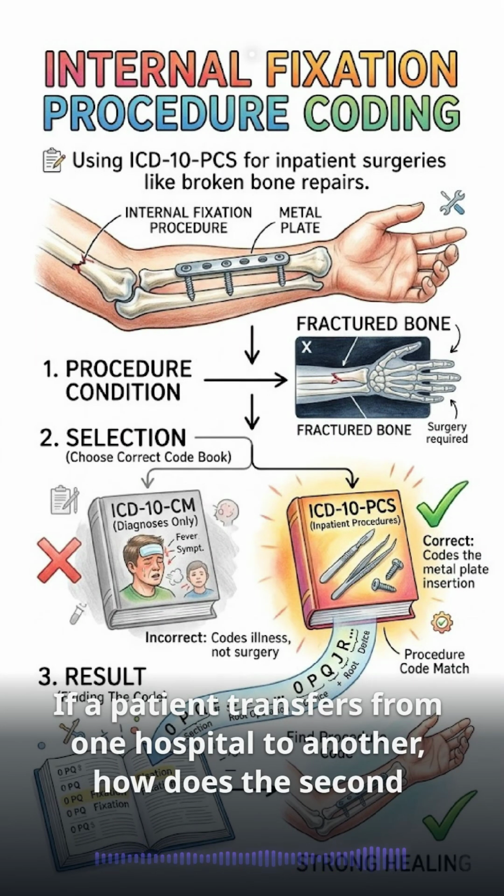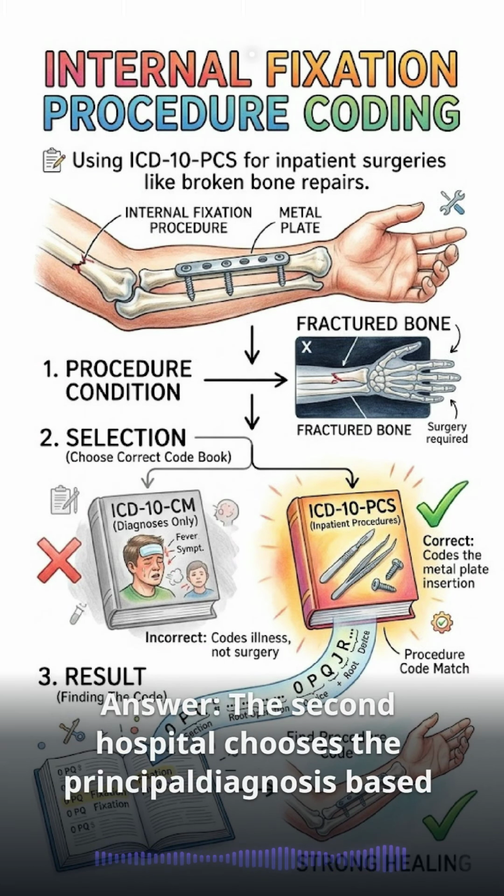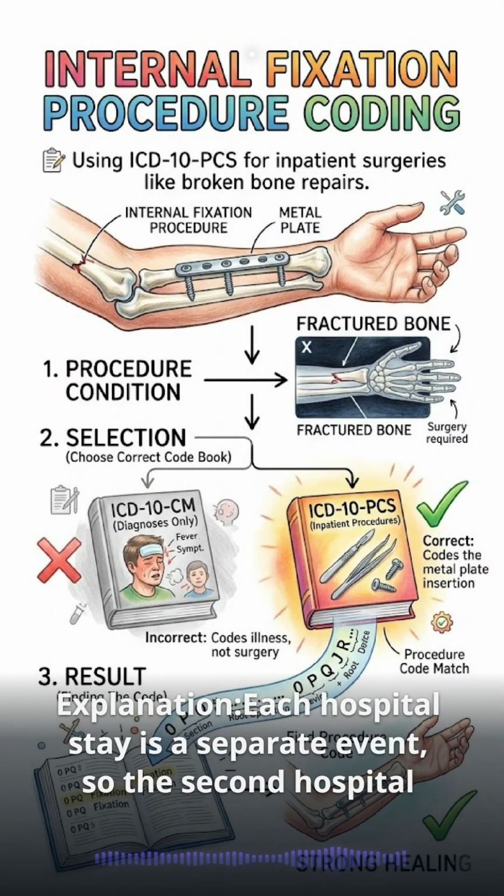15. If a patient transfers from one hospital to another, how does the second hospital determine the principal diagnosis? The second hospital chooses the principal diagnosis based on the condition that caused the transfer to their building. Each hospital stay is a separate event, so the second hospital must evaluate the patient all over again.